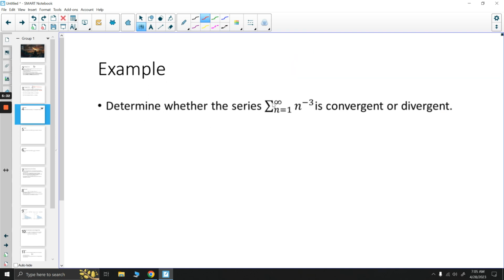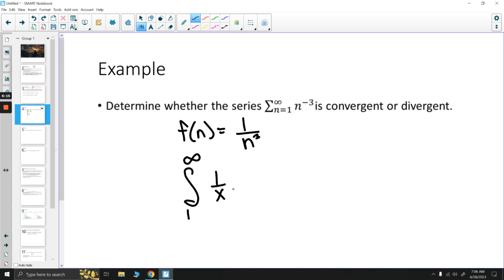So determine whether this series from n equals 1 to infinity of n to the negative 3 is convergent or divergent. Now, this thing here, if we think about it in terms of f of n is a sub n. So let's just rewrite. That's 1 over n to the 3. I wrote it on the bottom for a reason. Okay, so this is our function. So basically, what it says we need to do is take the improper integral of this function from 1 to infinity.